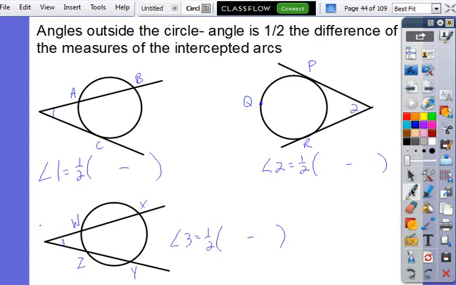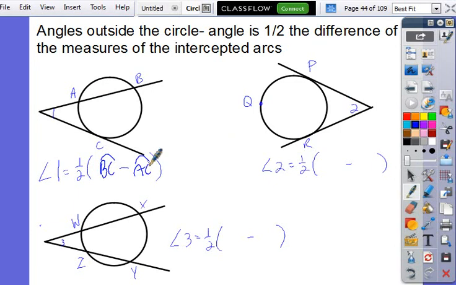What is the big arc on number 1? Looking in between the lines, BC. So BC is the big one, minus AC. CA, same thing. So it's half of the big minus the little.